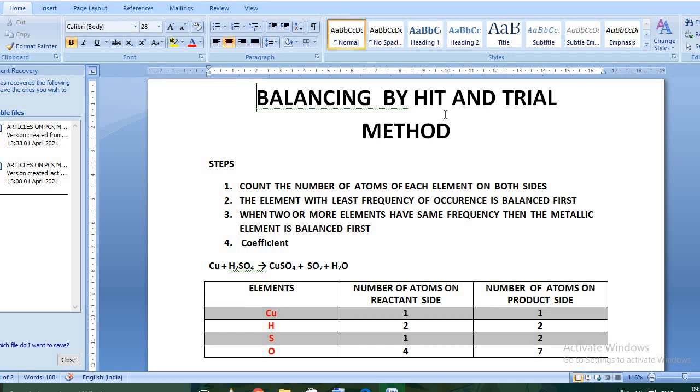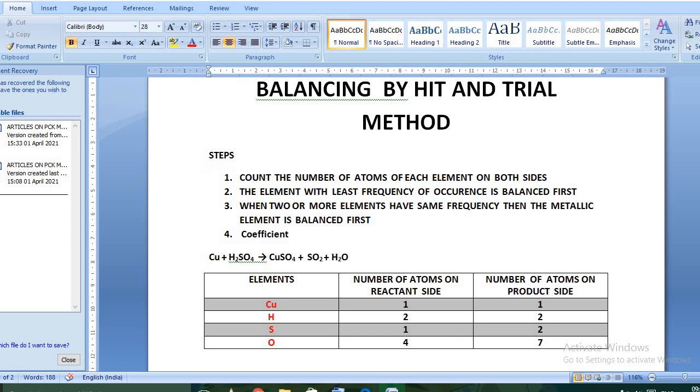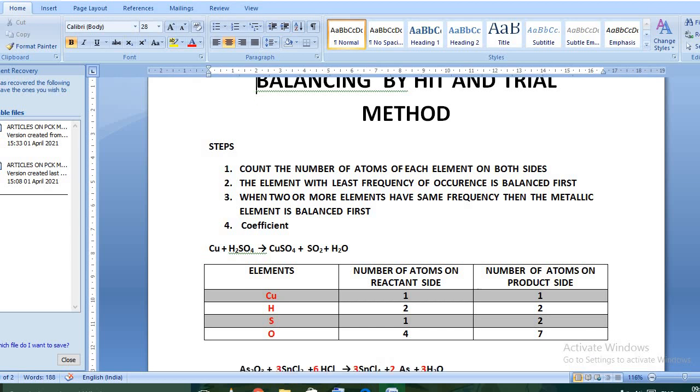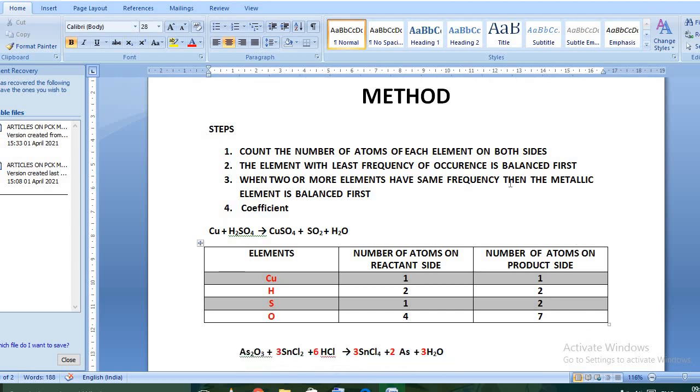As the name suggests, hit and trial, by adding numbers, you are equalizing the number of atoms of each element on both sides. So the first step is to count the number of atoms of each element on both sides, that is, on the reactant side as well as on the product side.